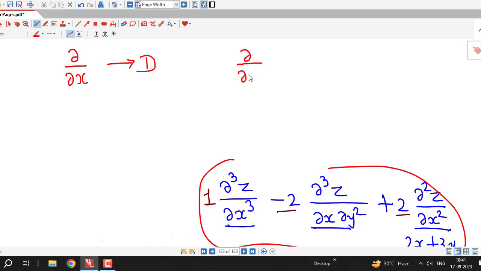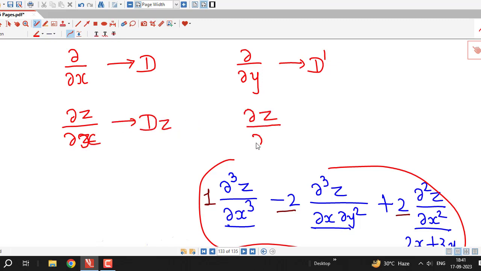Similarly, partial derivative of z with respect to y will be denoted by D dash. So remember these notations. Capital D stands for partial derivative with respect to x. Capital D dash stands for partial derivative with respect to y. So suppose I am interested in writing del z by del x, then I will simply write Dz, and similarly del z by del y can be written as D dash z.